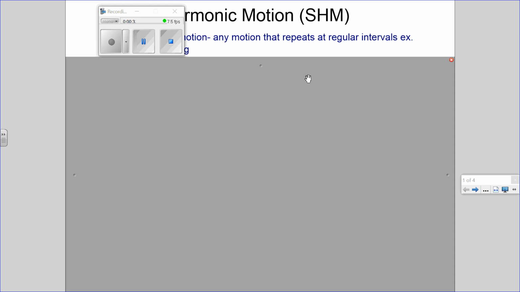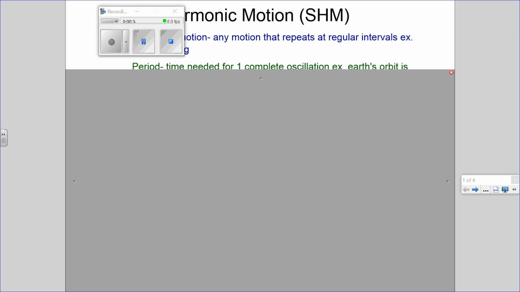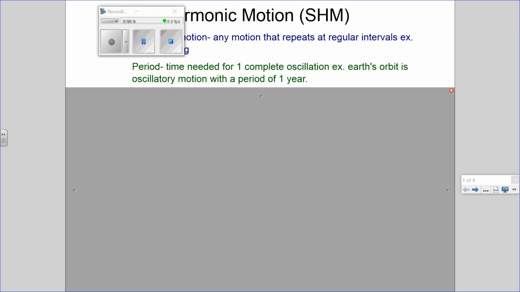And we need to define something else. We need to define a period. A period is the time for one complete oscillation or one complete cycle of that motion. An example of that is the Earth going around the sun. That has a period of 1 year because it takes one complete year for that cycle, for that orbit.